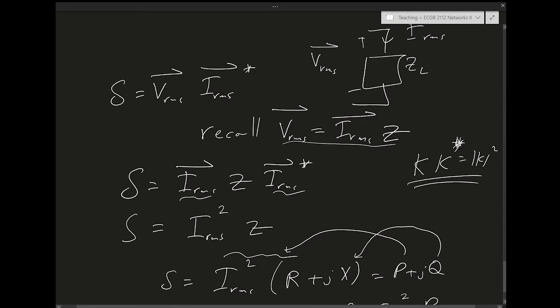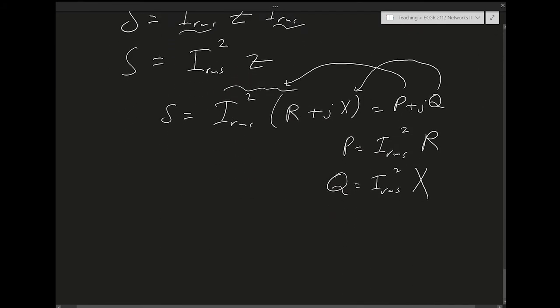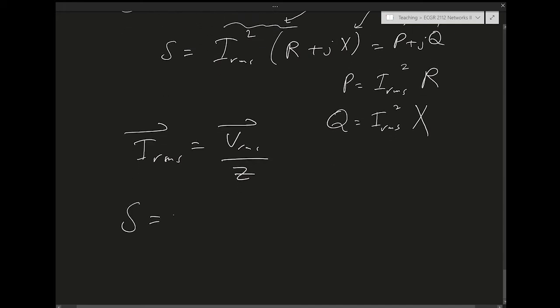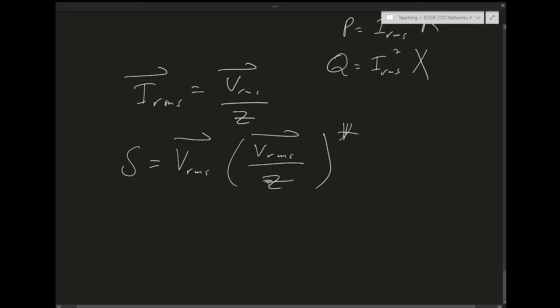Of course, we can apply Ohm's law differently. We could substitute for IRMS: IRMS is VRMS over Z, right? So I could rewrite Ohm's law as follows. I'm allowed to do that, right? So it shouldn't matter. So this equals the VRMS phasor over Z, conjugated. This allows me to write S in terms of admittance, because admittance is the inverse of impedance, right? So this becomes VRMS phasor times the conjugate of 1 over Z, which is Y, the admittance.